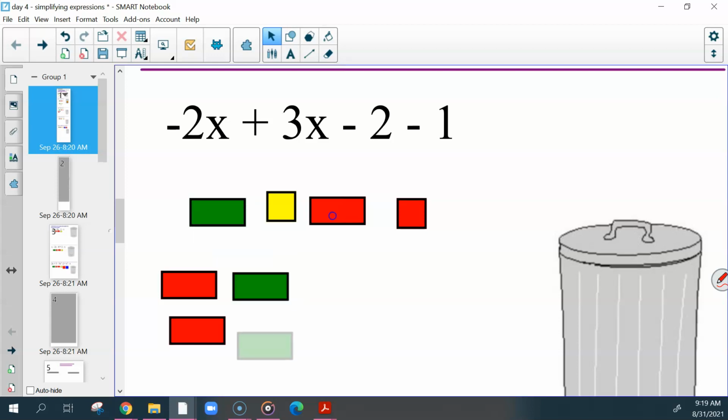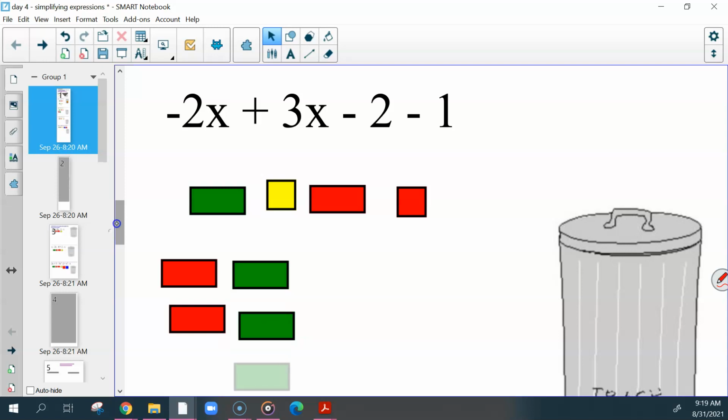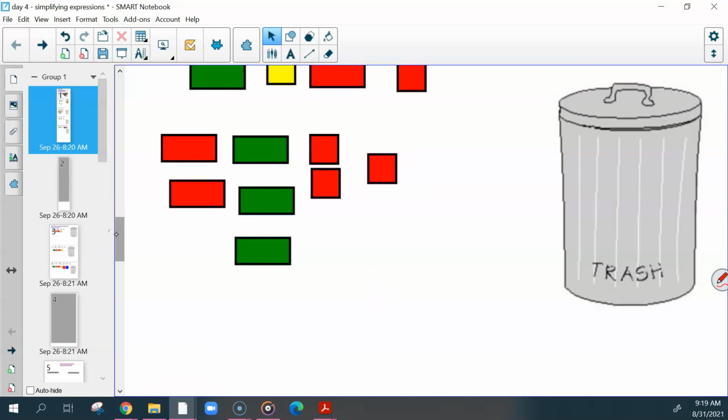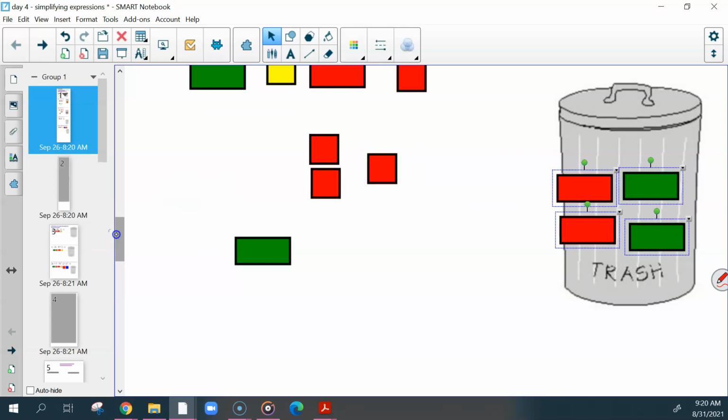Okay. Two negative ones, and then 1. Get rid of all of your zero pairs. What do you have left? Felix. x minus 3.